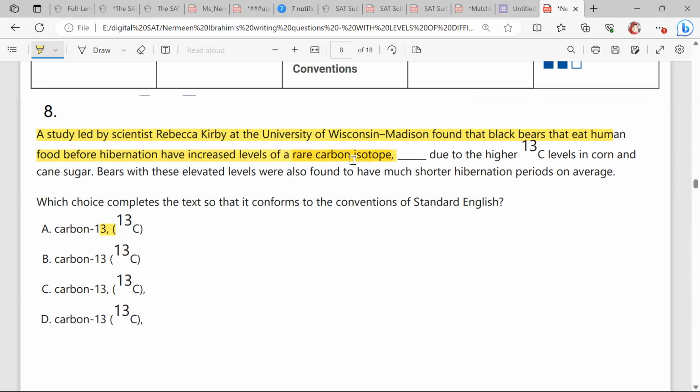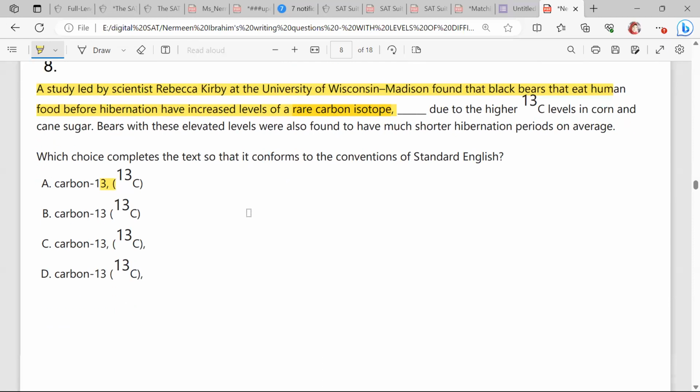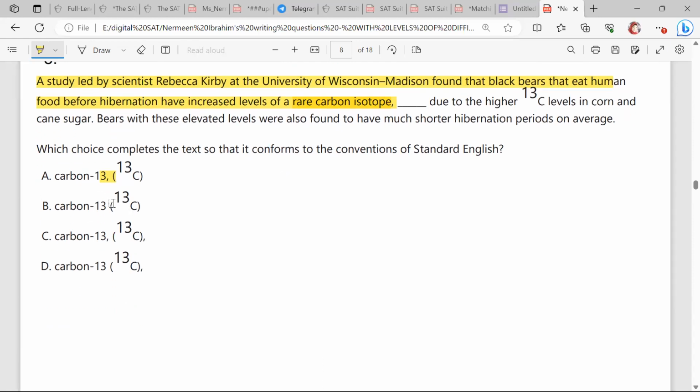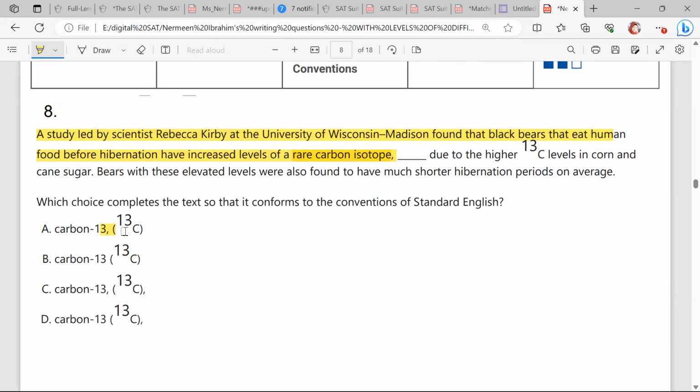I'm defining it. I'm giving you extra information about the rare carbon isotope. Do I know exactly what I'm talking about? Yes, the rare carbon isotope. What is it exactly? Its formula is additional, supplementary information. This additional information is introduced already using a comma, so it must end with a comma.